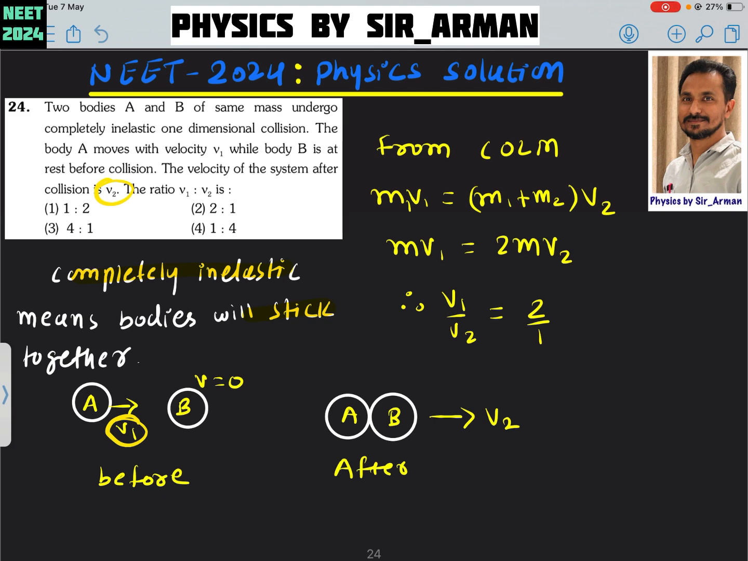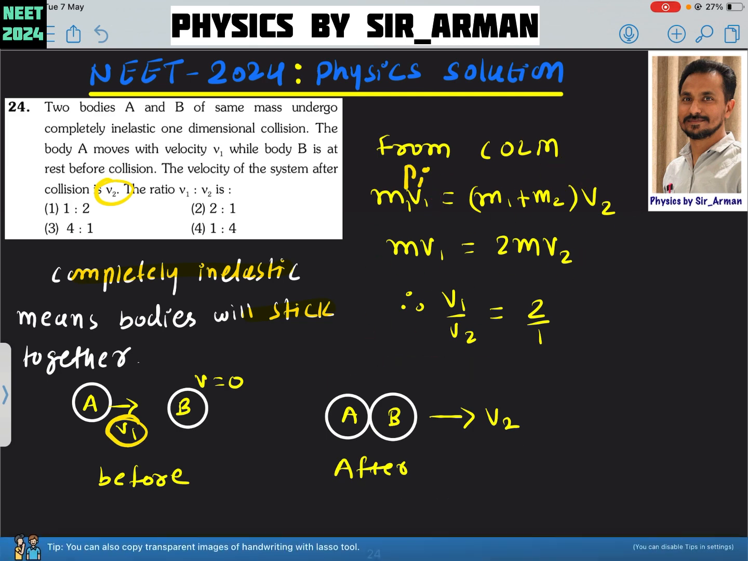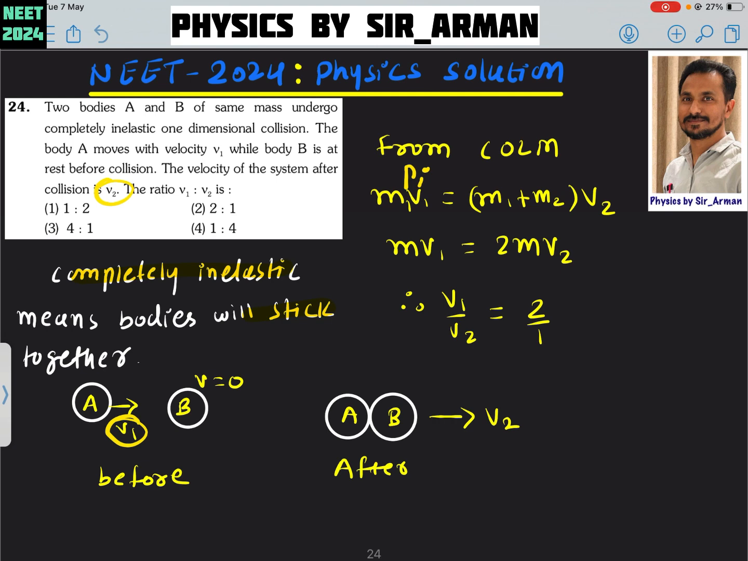From the conservation of linear momentum, initial momentum of the system is m1 v1, and the final momentum, as they stick together, will have combined mass m1 plus m2. Now as both are identical, the initial speed is v1 and m plus m is 2m and the final speed is v2, so m and m will get cancelled. So the ratio v1 by v2 will become 2:1. So option number 2 is correct.